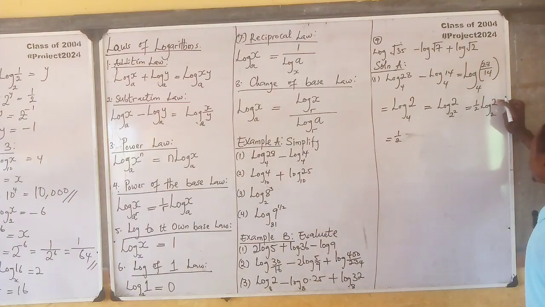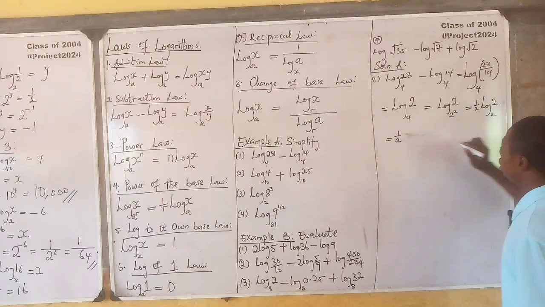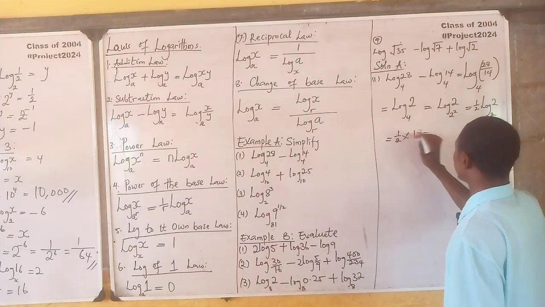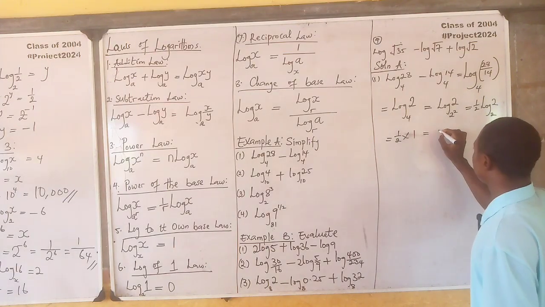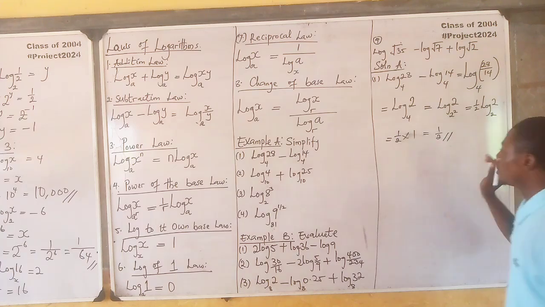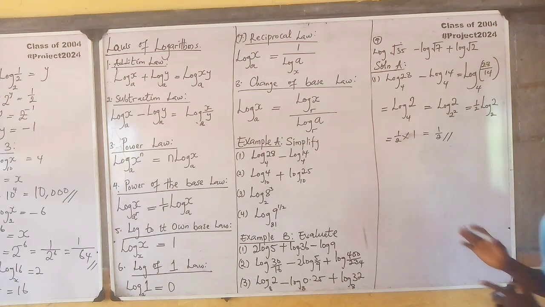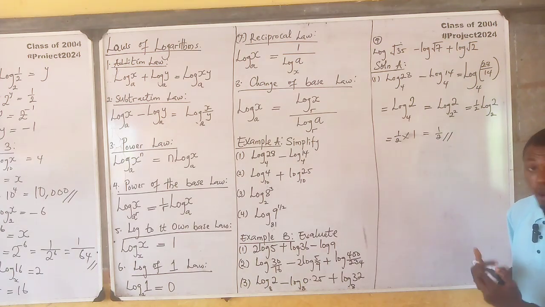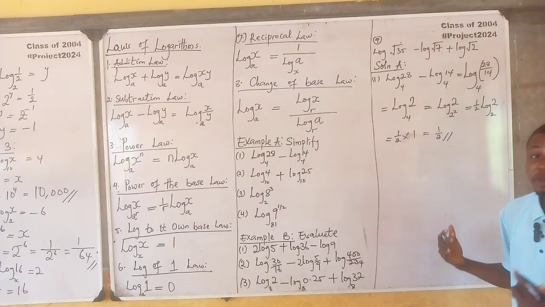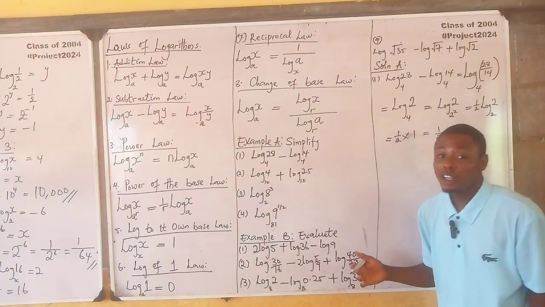Log of a number to the same base, when you have log of 2 to base 2, it turns to 1, which is half times 1, still the same thing as 1 over 2, which we have done. You see how we are applying the laws. So in one question, you could apply all the laws.